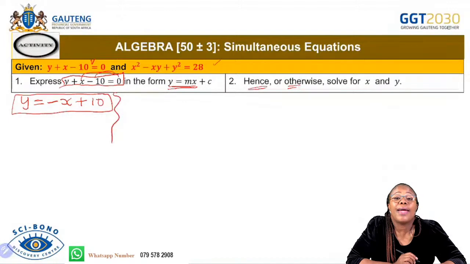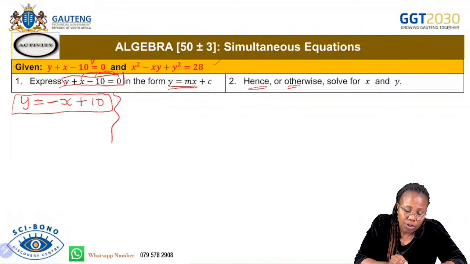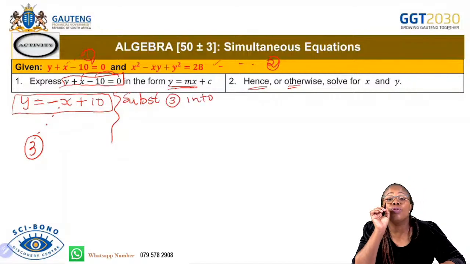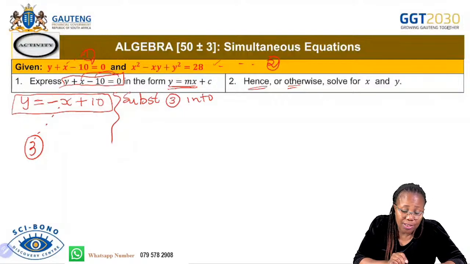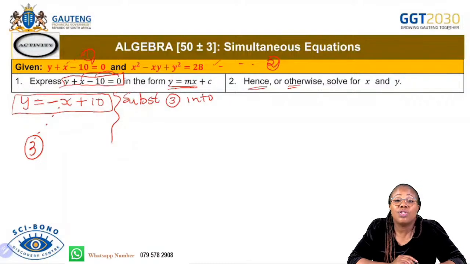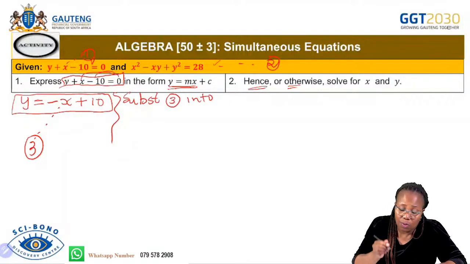We want to solve for x and y simultaneously. We can say this was our equation 1, that one was equation 2. We have now created equation 3 there. So we are going to substitute equation 3 into, you can't substitute in equation 1 because this equation was created from 1. So you need to substitute in the one that you didn't use. That means we are going to substitute in the quadratic one. So we are going to substitute equation 3 into equation 2.